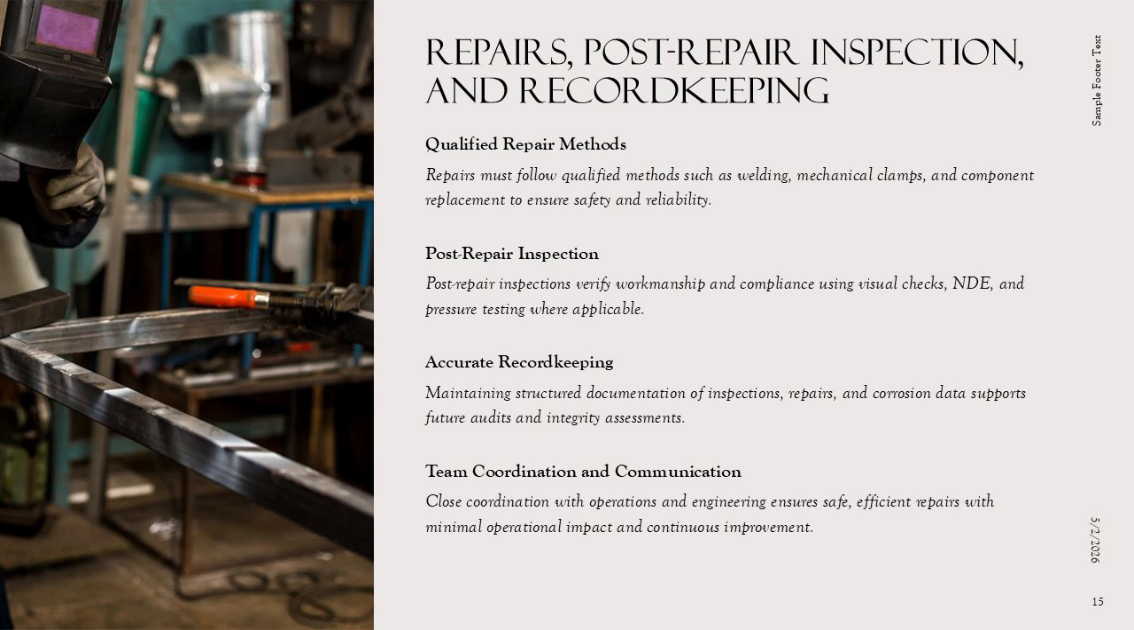Accurate documentation is critical throughout the inspection and repair process. Inspection reports, thickness data, corrosion rate calculations, repair records, and alteration documentation must be maintained in a structured and traceable manner. Effective record keeping supports future inspections, audits, and integrity assessments. Inspectors must also coordinate closely with operations and engineering teams to ensure repairs are implemented safely, efficiently, and with minimal impact on plant operations. Clear communication and documentation help ensure that lessons learned are captured and applied to continuous improvement of the inspection program.